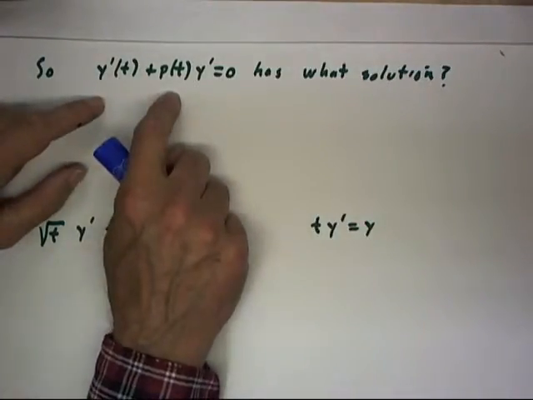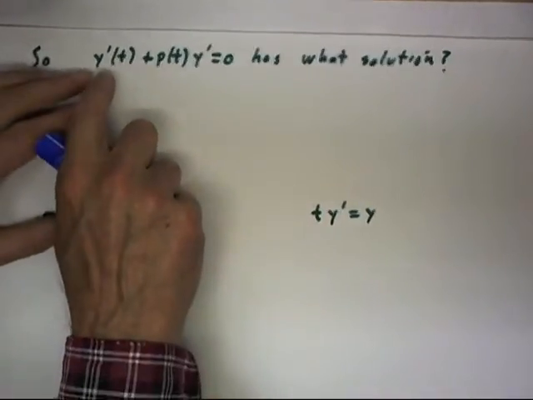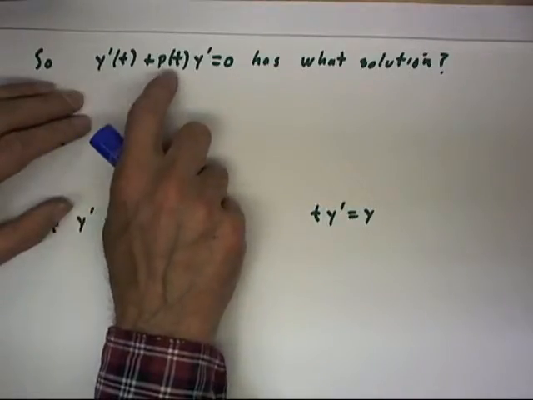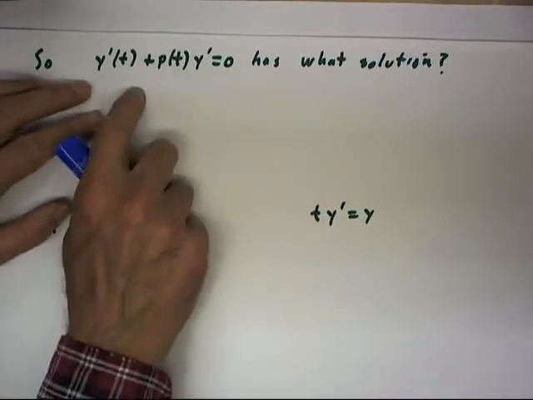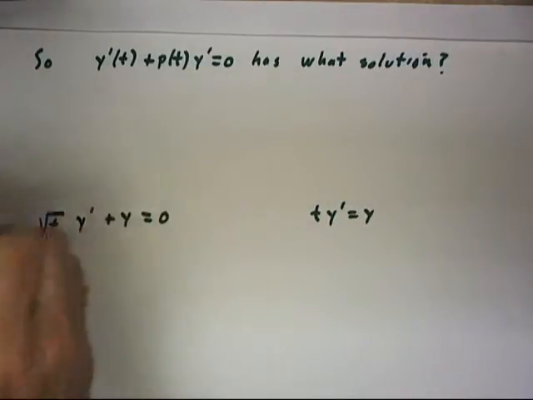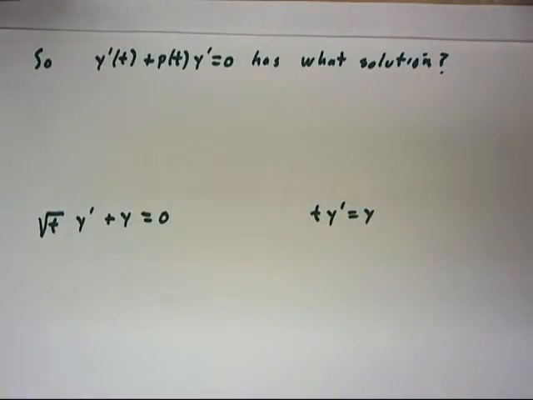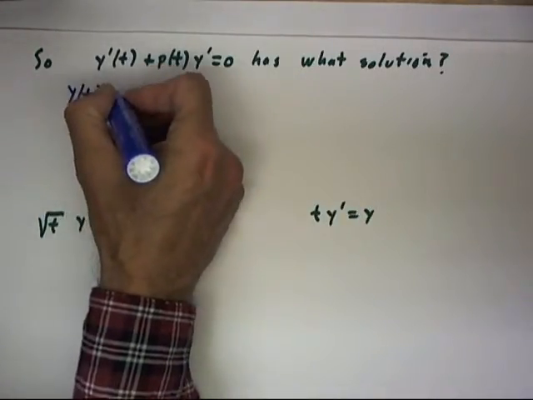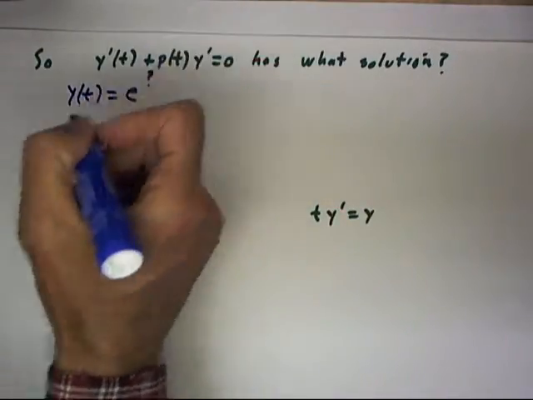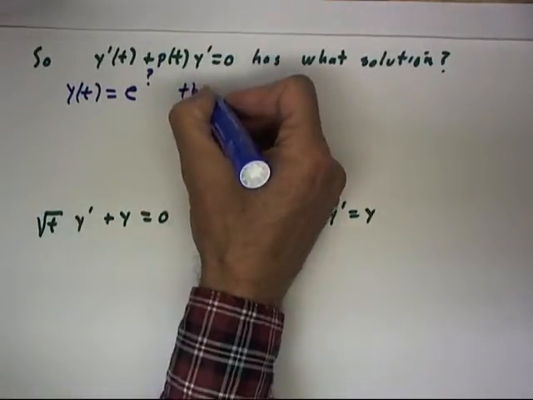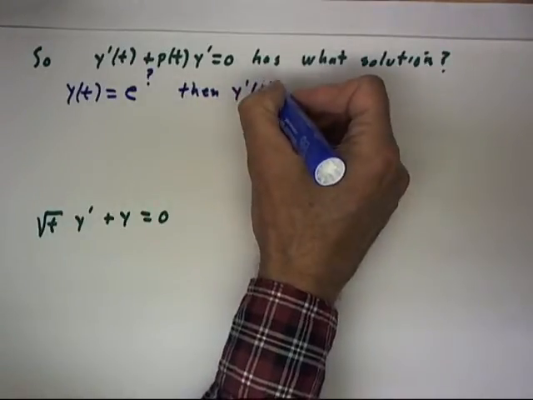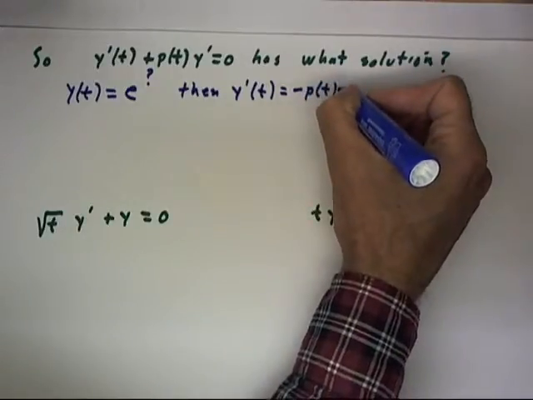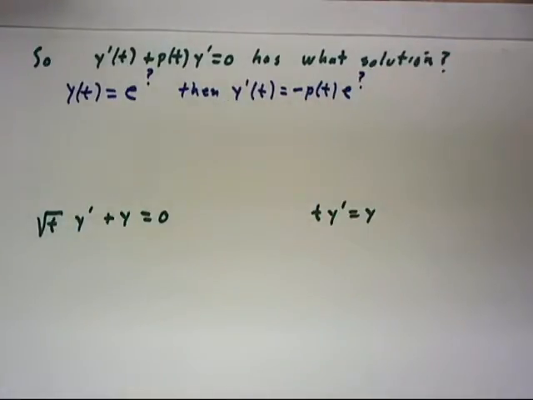Going on from the preceding clip, we have the question: y prime of t plus p of t y equals 0. Can we talk about what the solution to this equation might be? As we saw before, if y of t equals e to the right thing, then y prime of t will equal negative p of t e to whatever that right thing is.